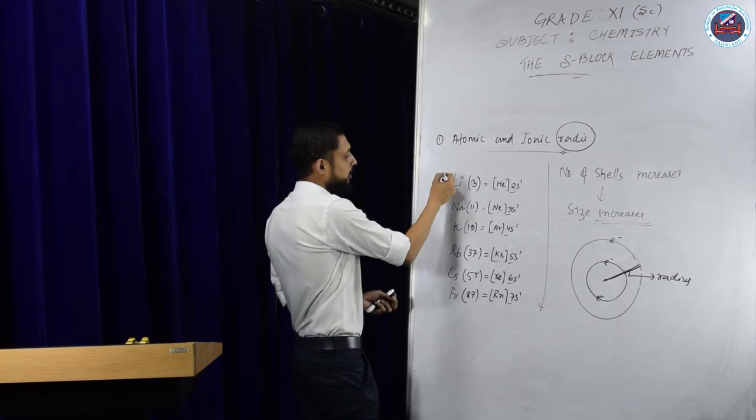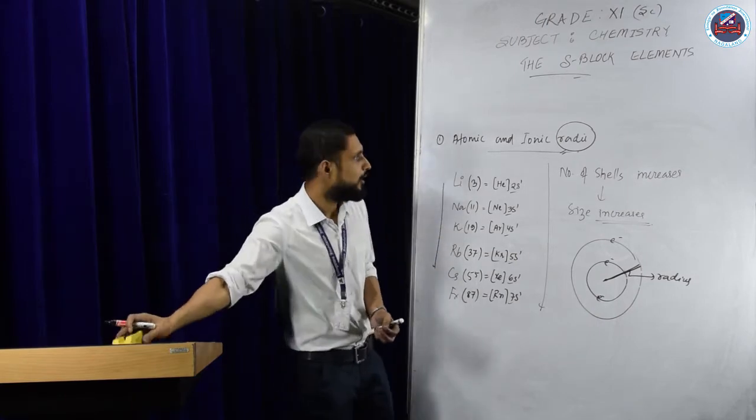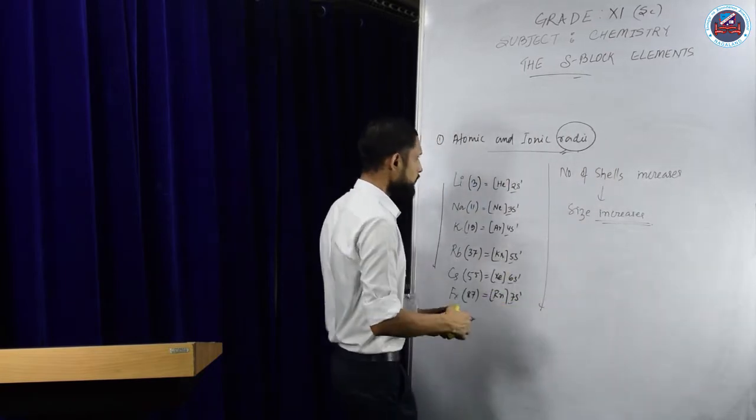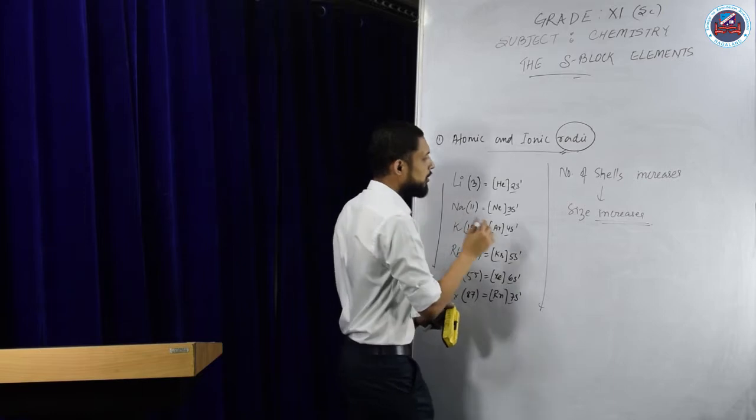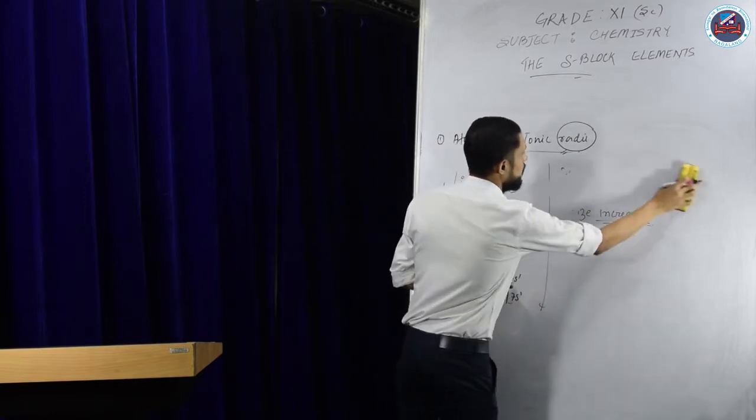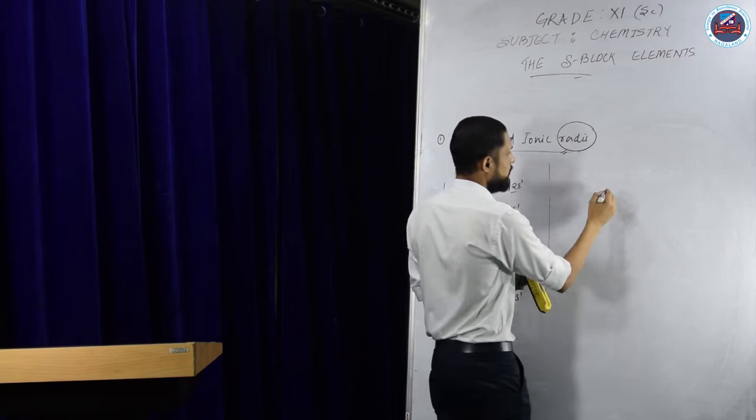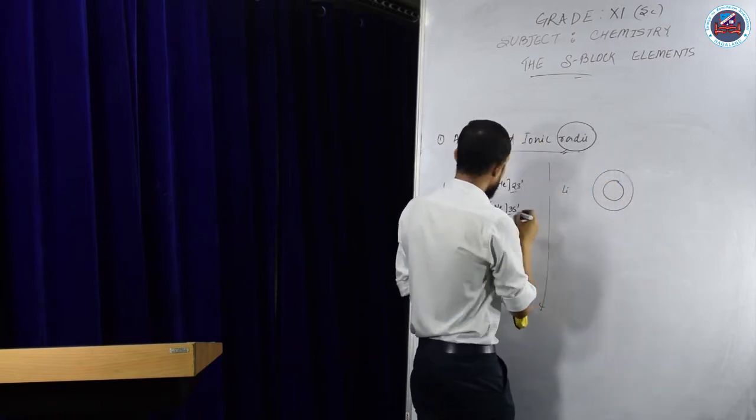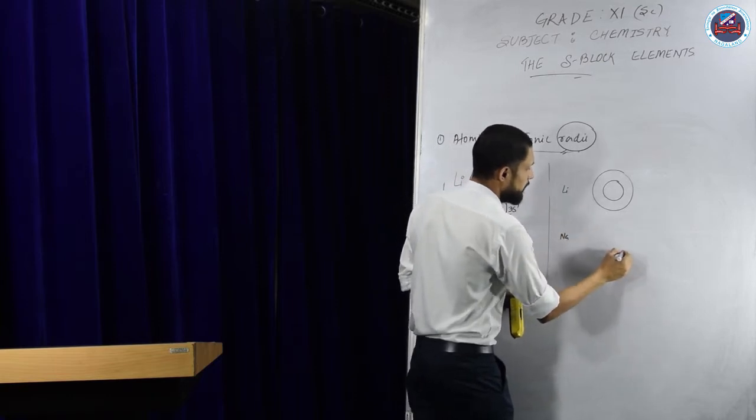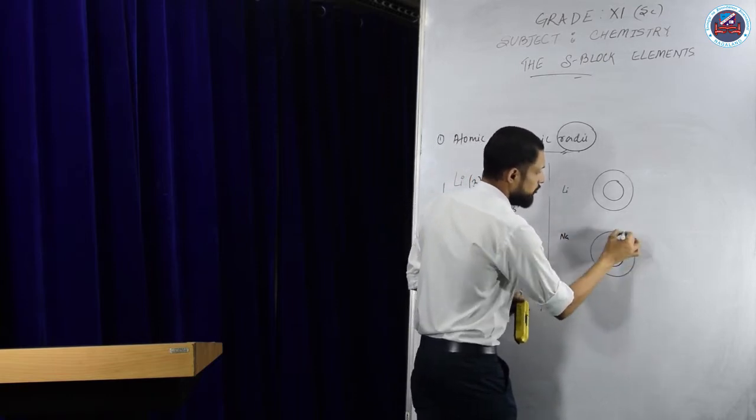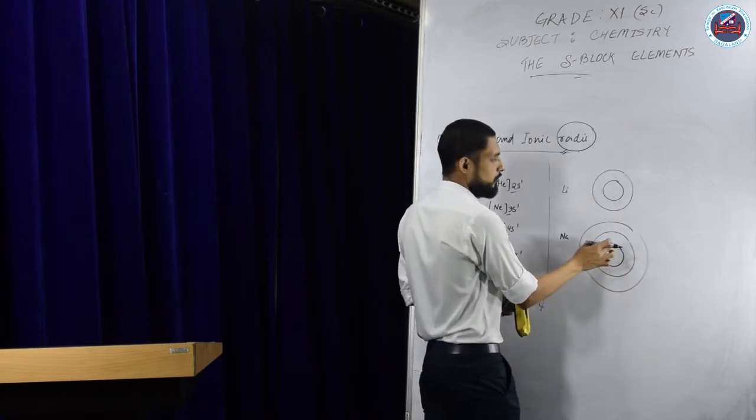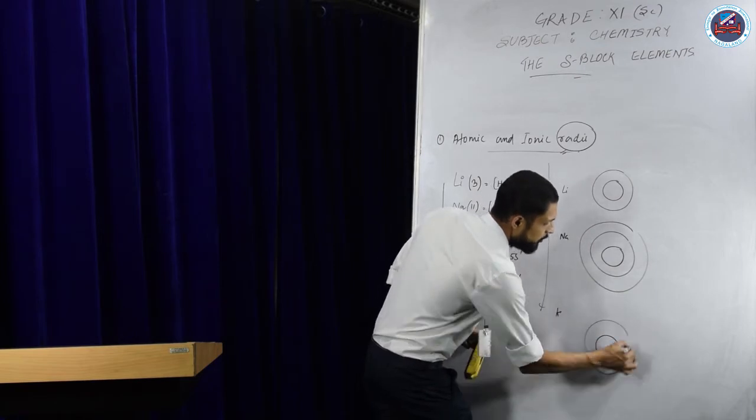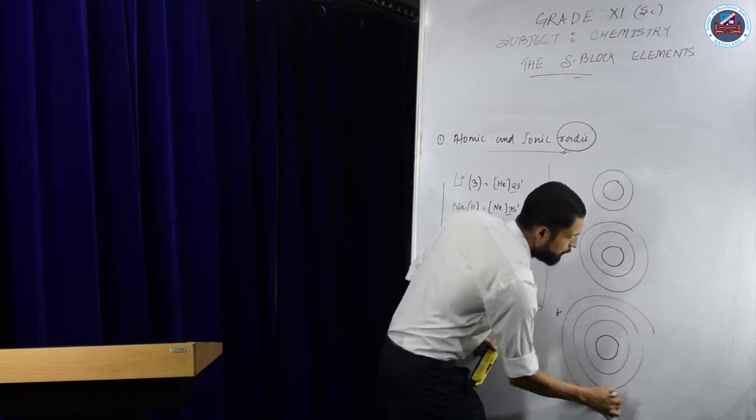So first let us see the atomic radii of group 1 elements. So we know in lithium you have two shells, first shell, second shell. This is lithium. In case of sodium you have three shells, 1, 2, 3, first 2, 8, 1. Potassium will have four shells, 1, 2, 3 and 4.